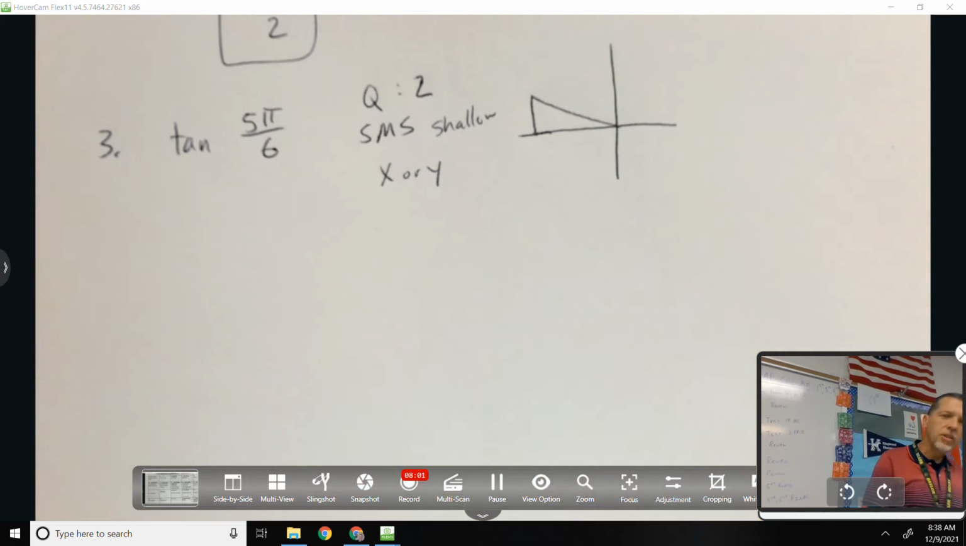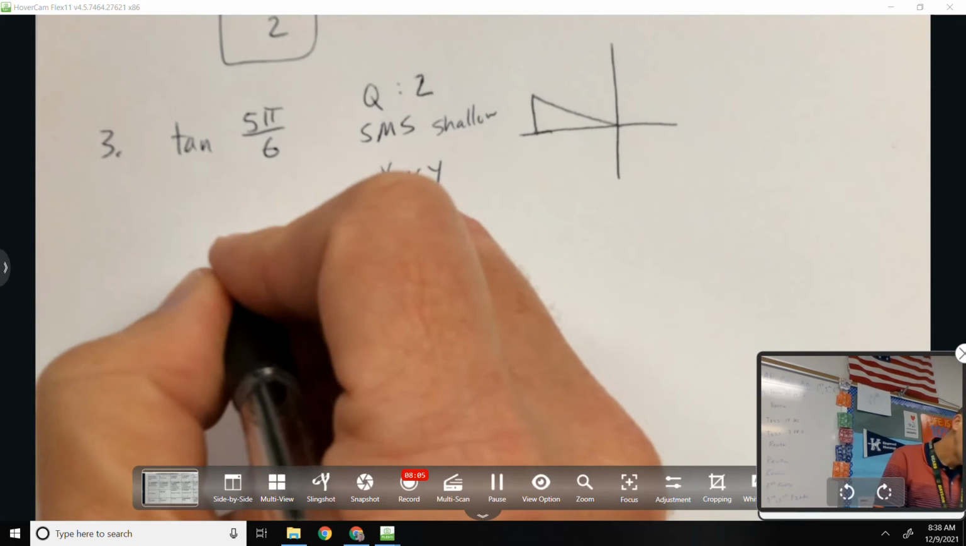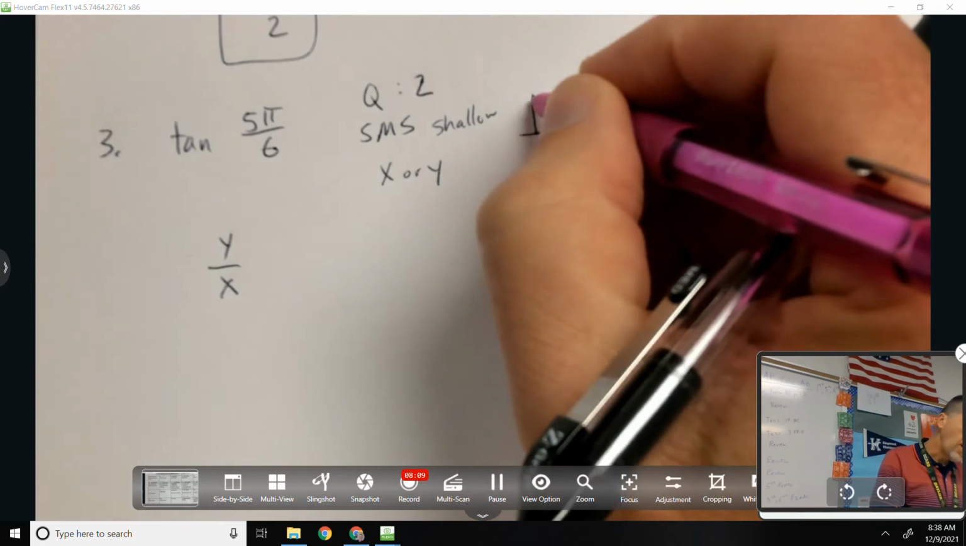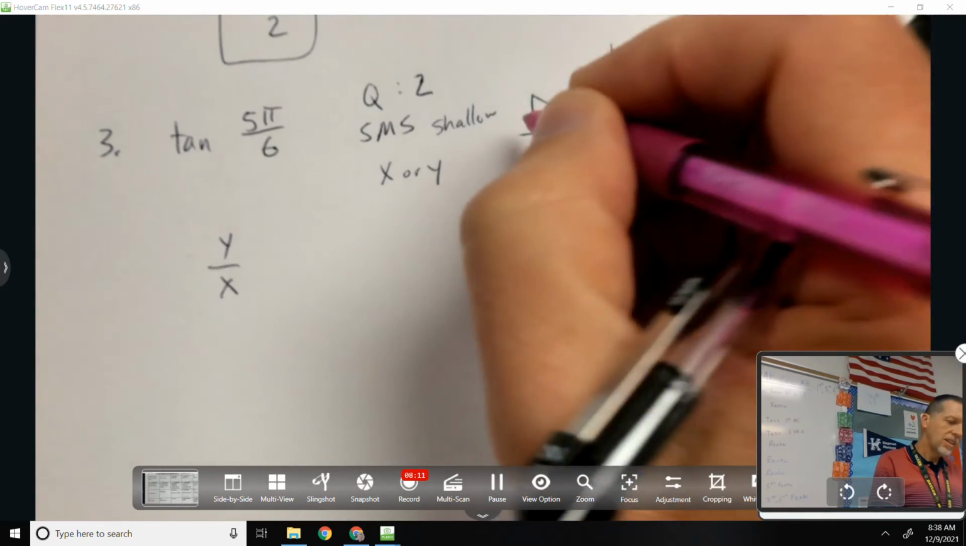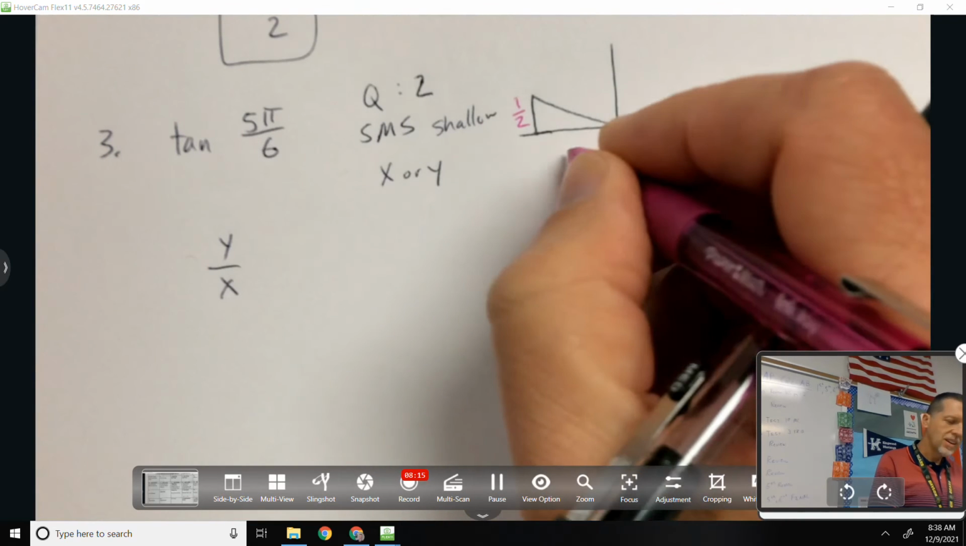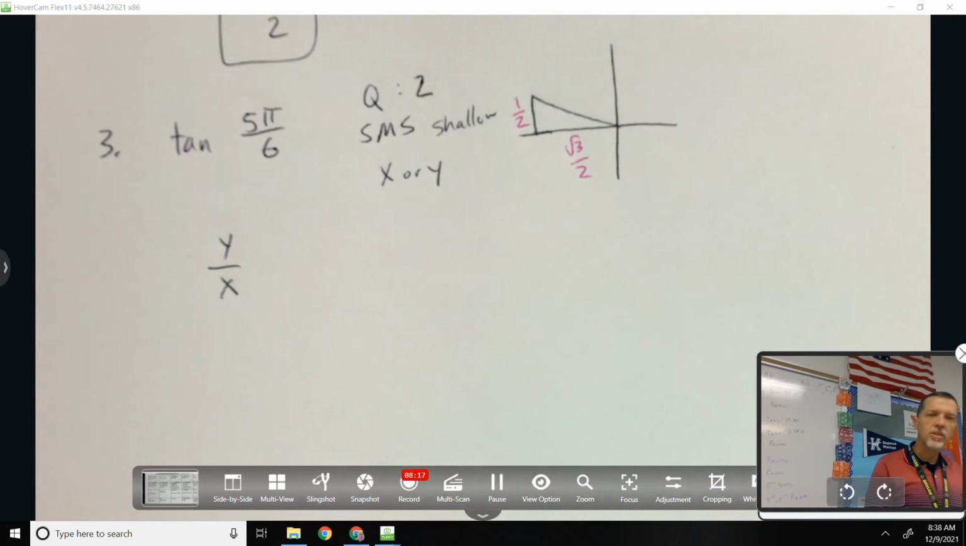What about x or y? It's y over x. So let's see, I need both of them. The y is the short side, so that's going to be 1/2. The x is the long side, root 3 over 2.